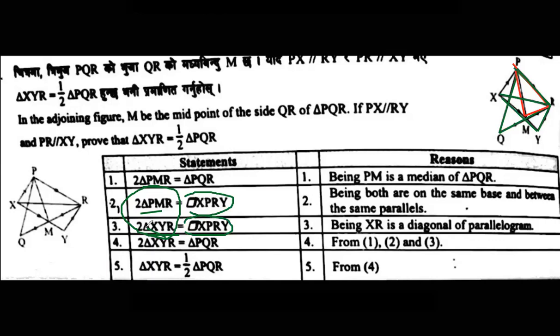If these two are equal, then we can say this and this are also equal to each other. This is like the chain rule. So this and this are equal, and we can write this in place of this. If this and this are equal, then this and this are equal to each other. Let me cut again and show you. If we cancel this one also, then we can say this and this are equal to each other. So just write down 2XYR is equal to PQR.